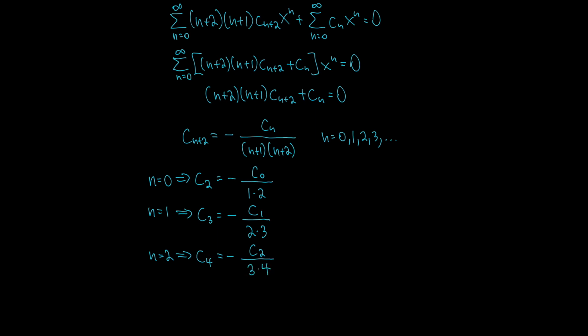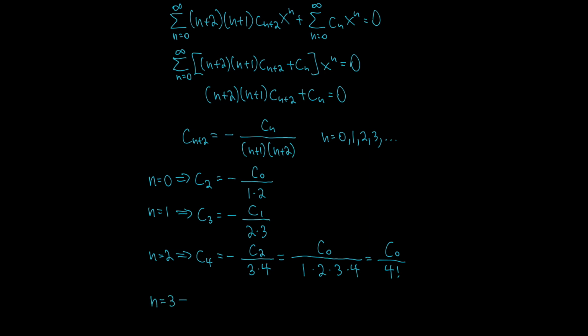But remember, like I said, we want to try to make all of these in terms of c0 and c1. So what we'll do is replace c2, because we solved for c2 in terms of c0. So c2 is negative c0 over 1 times 2, so the negative cancels, and we just get c0 over 1 times 2 times 3 times 4. So that's just c0 over 4 factorial.